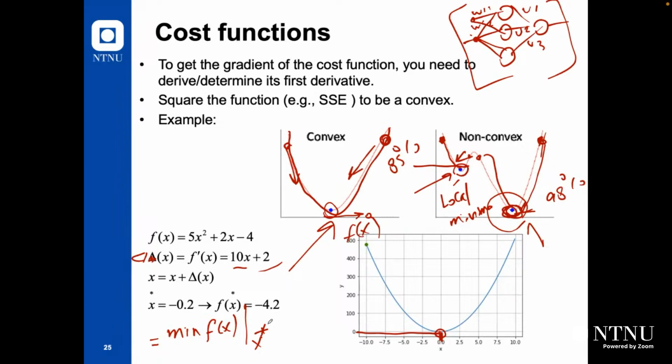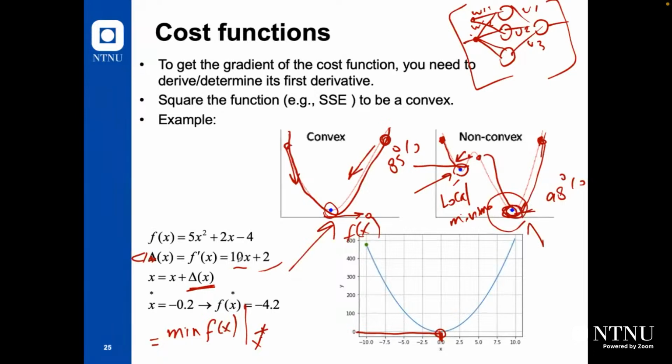If you want to solve it using gradient descent, you need to find the gradient. It will be the first derivative of this function. It will be 10x plus 2. After that we will need to update. We need to adjust x, or update the value of x. So x will be x plus delta x. What will be the value of delta x? Delta x will be this value.